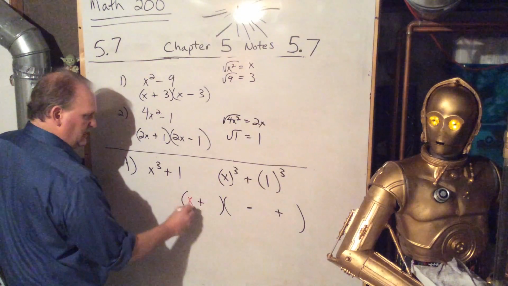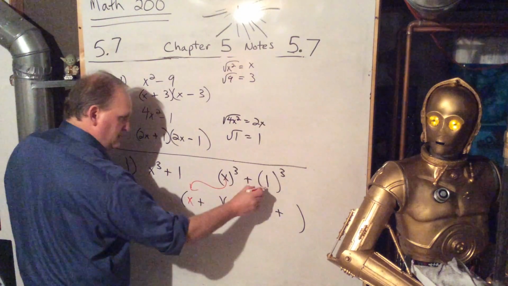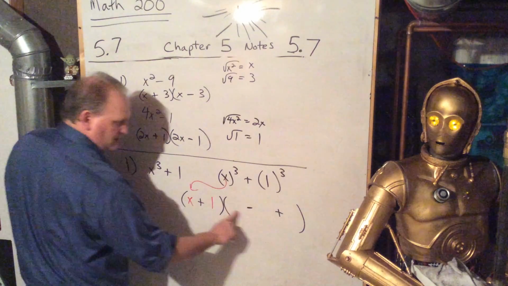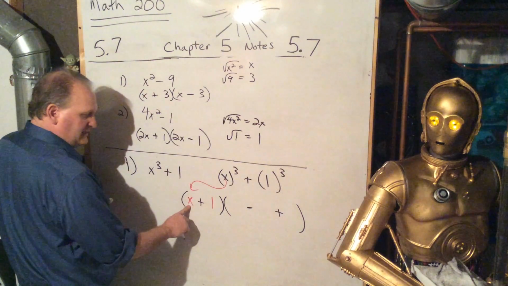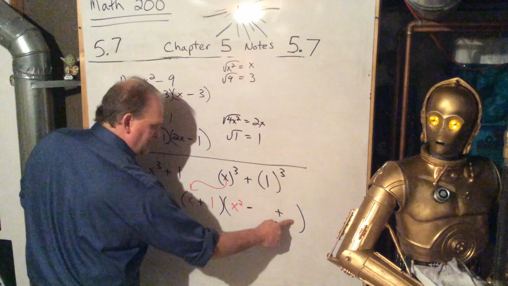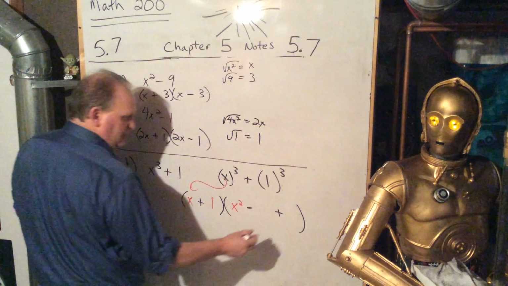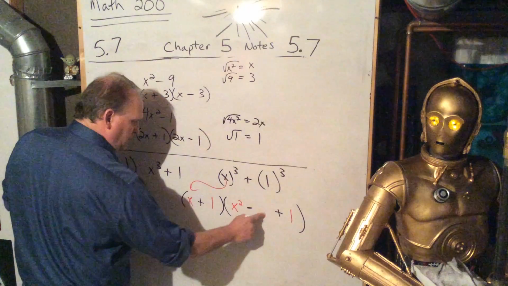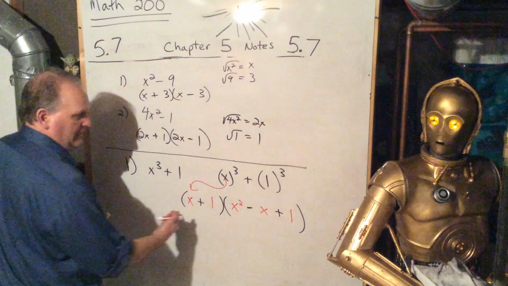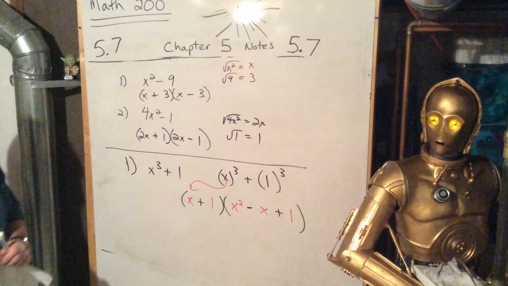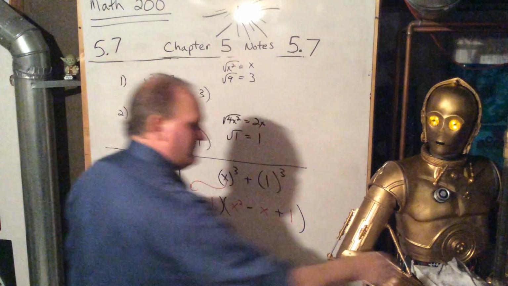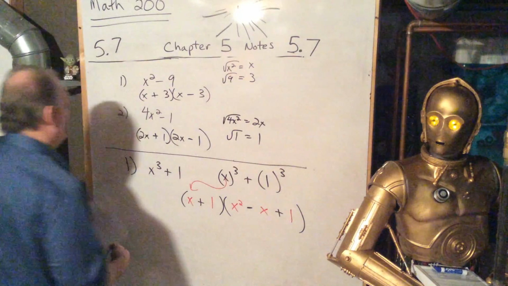This always goes here. This always goes here. For this one, the first term in the trinomial is whatever this is times itself. So x times x is x squared. The last one is whatever this is times itself. 1 times 1 is 1. And the middle one is those times each other. So 1x, just x. And we factored. That's it. It's kind of a memorized pattern of factoring.